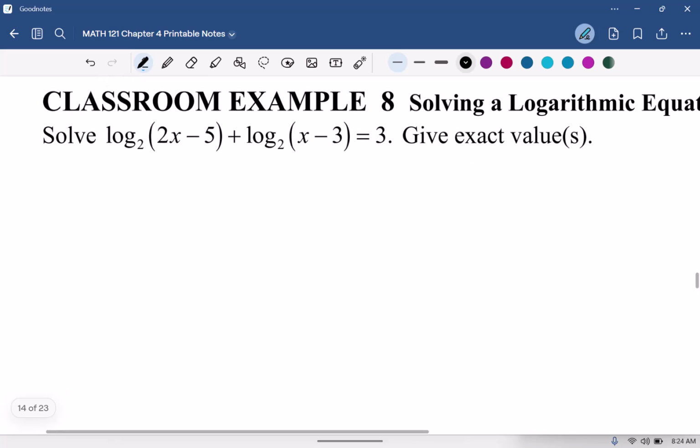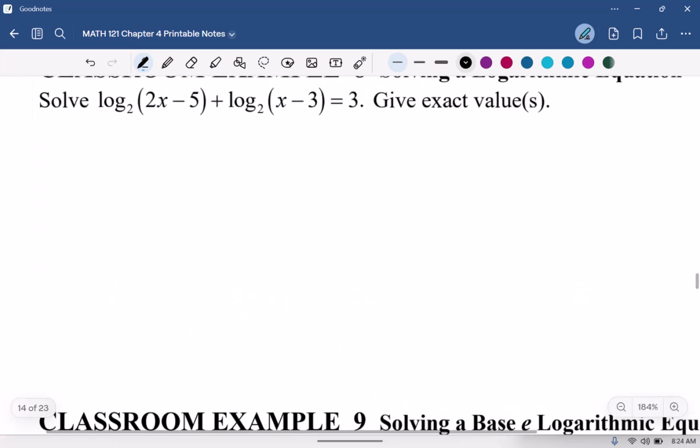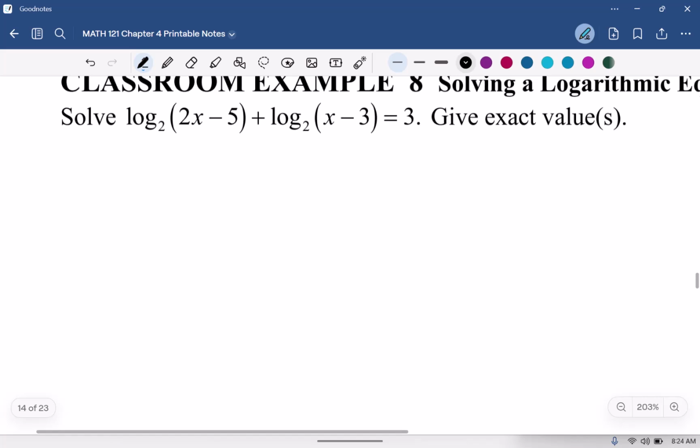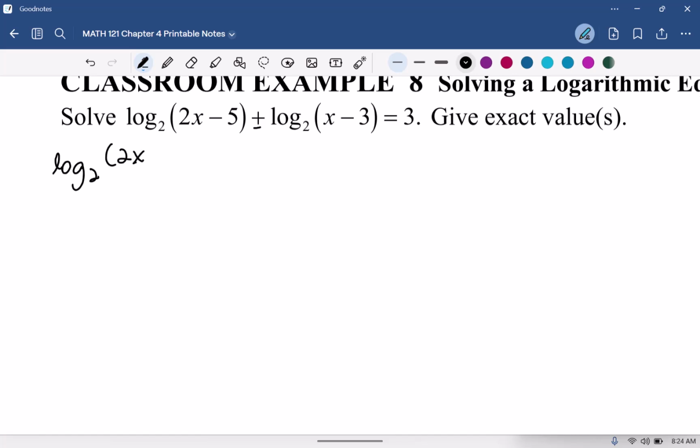Last one, I think. Nope, just kidding. This is getting a little long. Sorry, guys. I'm going to condense. Plus goes with times. So it's going to be log base 2 of 2x minus 5 times x minus 3 equals 3. Whoosh, fling it around. 2 to the third is 8.